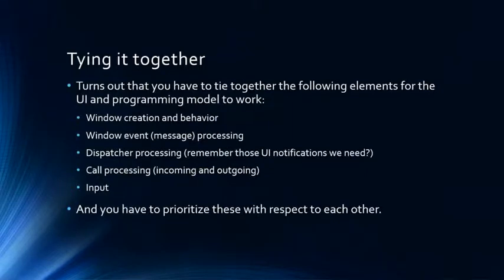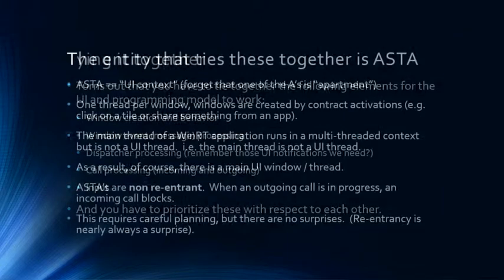So once you have this, what do you have to do? You have to tie the following elements together in your system. You have to be able to create windows. You have to be able to manage the event and the message flow in that. You have to be able to get work queued onto UI threads. You have to be able to make calls in and out of those UI threads. And then you have to be able to handle input. And so the next little bit of this talk talks about how we tie all of these together. Oh, and you have to prioritize this with respect to each other. And there's another interesting set of problems in those which we won't go quite as deeply into.